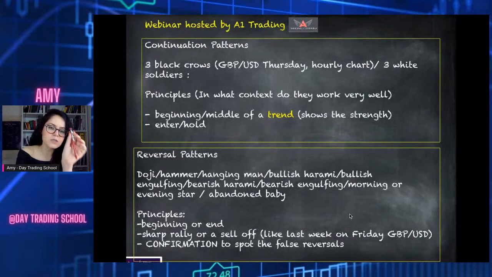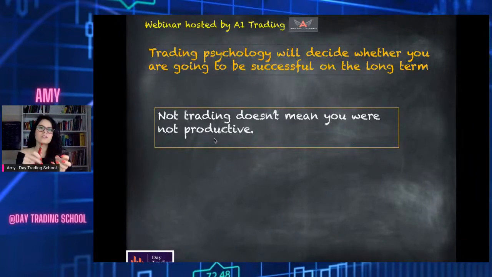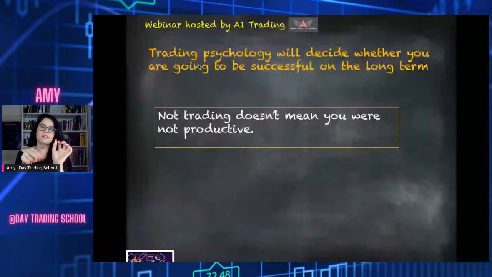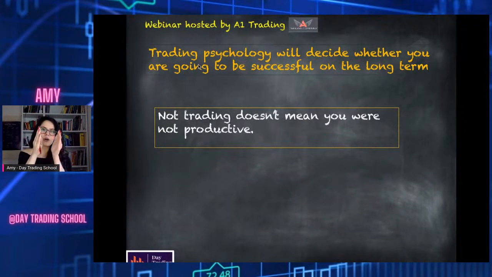What is also very difficult is understanding that when you don't trade, this doesn't mean that you were not productive. You will be successful one day when you are able to deal with trading psychology. This is key. I tell you, nothing else matters. You can have your own strategy, whatever your strategy is, it doesn't matter. At the end of the day, you will be successful if you are able to figure out where your problems are.